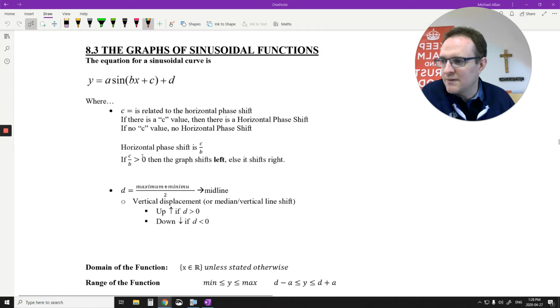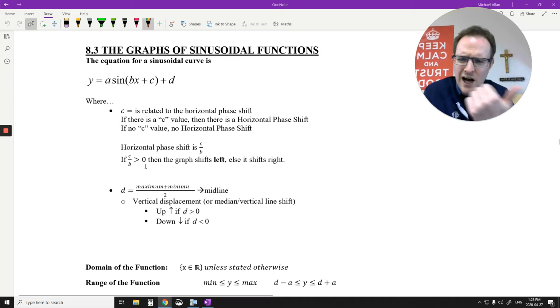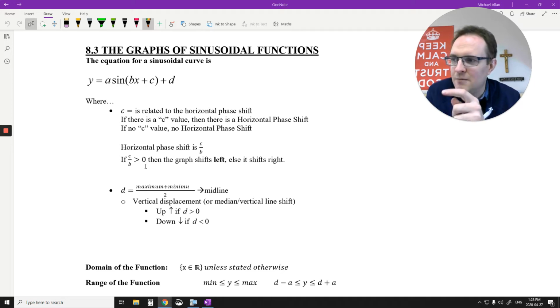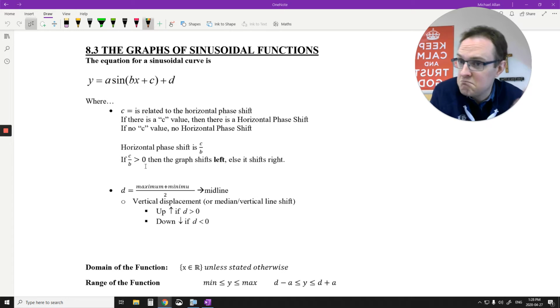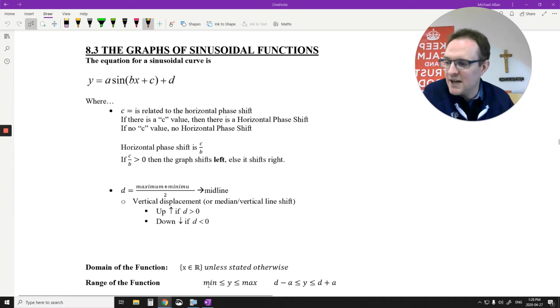Remember what I said before? If it's greater than zero, it goes in the opposite direction of what you think it would be. So if you want to put in left and right, you can. I might write the left and right parts in there. But really, all you have to do is determine how much it shifts by. Now, what I have written here is that if there is a C value, then there is a shift. If there's no C value, if it's just Bx and there's nothing afterwards, then there's no horizontal shift. Okay, makes sense. Now to find the horizontal shift, you go C divided by B.